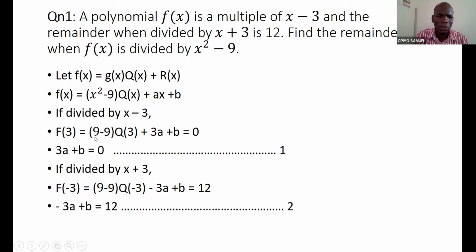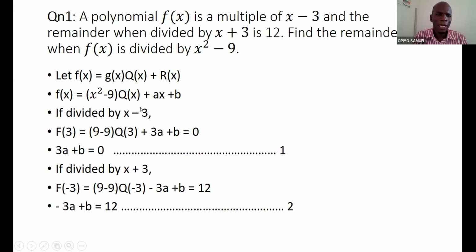Then we get f of 3 is equal to 3 squared, which is 9, minus 9, times q of 3, plus 3a. Our x is 3, so 3a plus b equals 0. The polynomial being a multiple of x minus 3 means when you divide the polynomial by x minus 3, you get 0. That's how the 0 has come. When we simplify this, we get 3a plus b equals 0, and we can name this as our first equation.